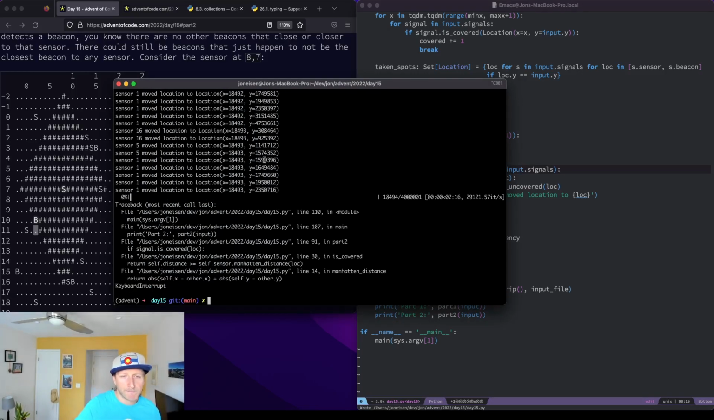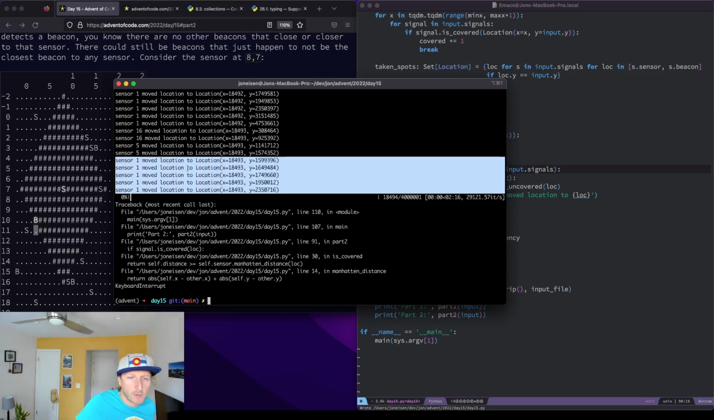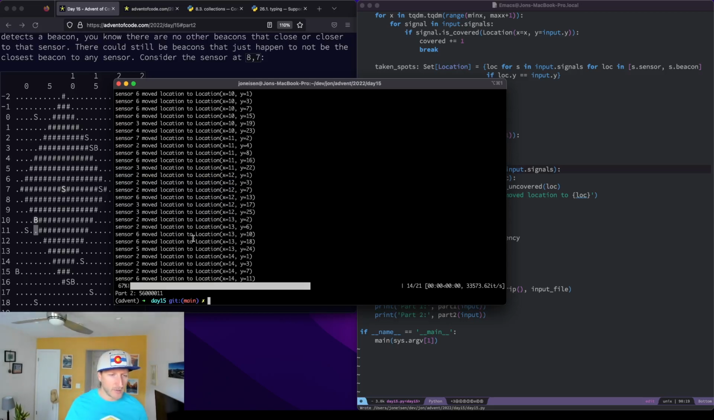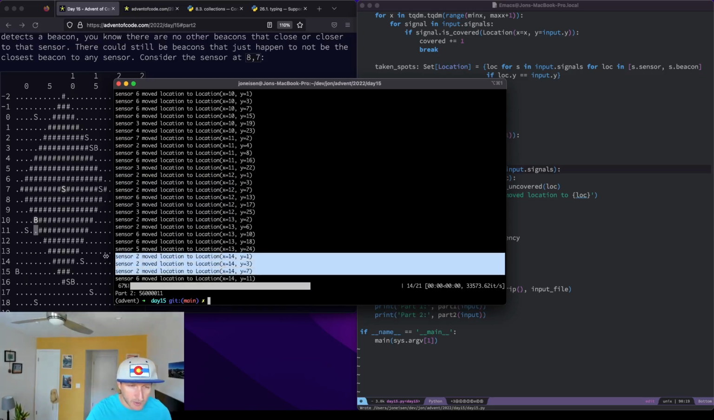Okay, here's a problem. That's cool. So this was my suspicion, right? Why is sensor 1 moving a location multiple times? That should never happen, right? The idea of calling this function is that it moves it once. So let's run it on the example and see if we have the same thing. Yes, we do. Okay, so sensor 2 moved location 14.1, 14.3, and 14.7.